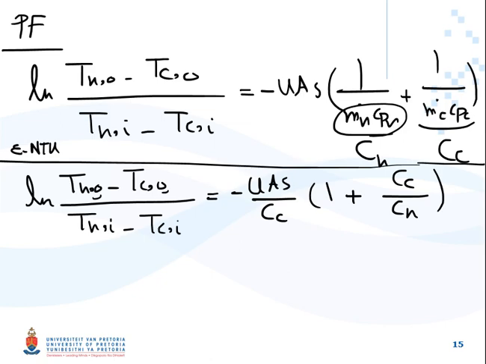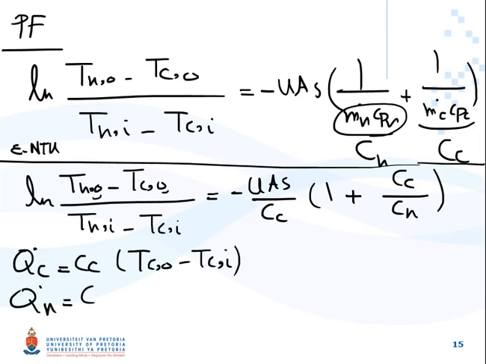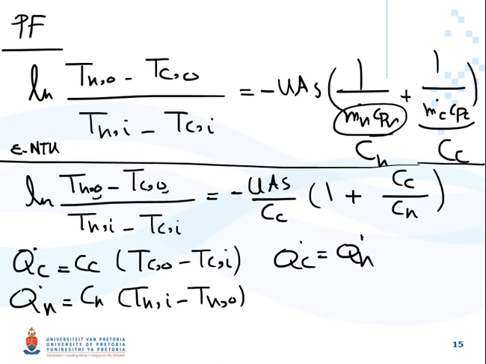to replace them. For example, we said that Q dot C basically is CC times TC outlet minus T inlet. We also said that Q dot H is CH times THI inlet minus TH outlet, and they are equal. So Q dot C is equal to Q dot H. Even though we don't have these two, we can find some kind of expression. So let me find an expression just for the outlet temperature of the hot fluid.